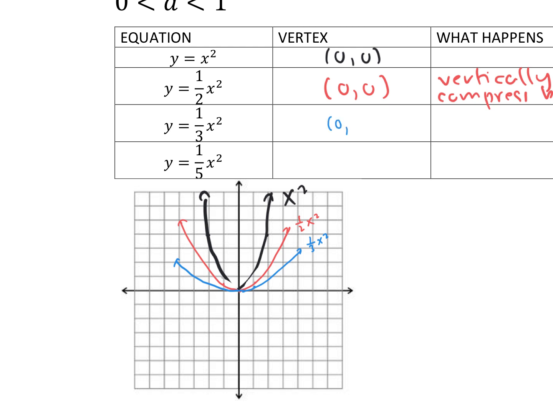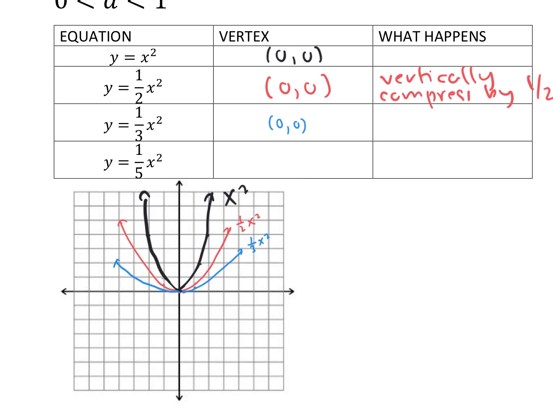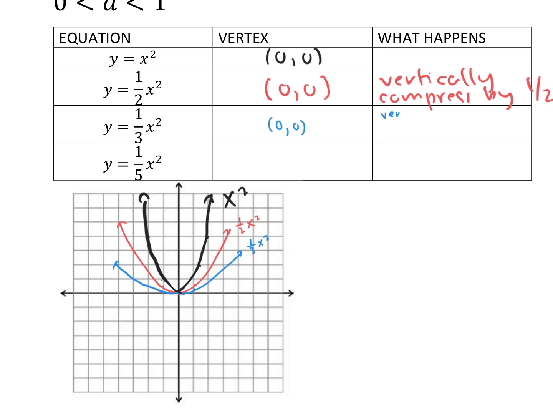So the vertex is still 0, 0, because when I square 0, I get 0. So when I multiply 0 by 1/2 or 1/3, I still get 0. So the vertex does not change, but I can see that it is vertically compressed, this time by 1/3. So it's 1/3 as tall as the first one. And then the last one is 1/5. So now it's going to be over 1, up 1/5. So that's going to be less tall.